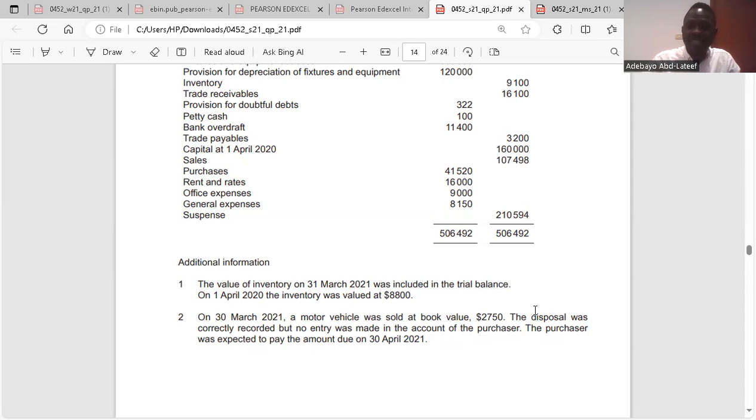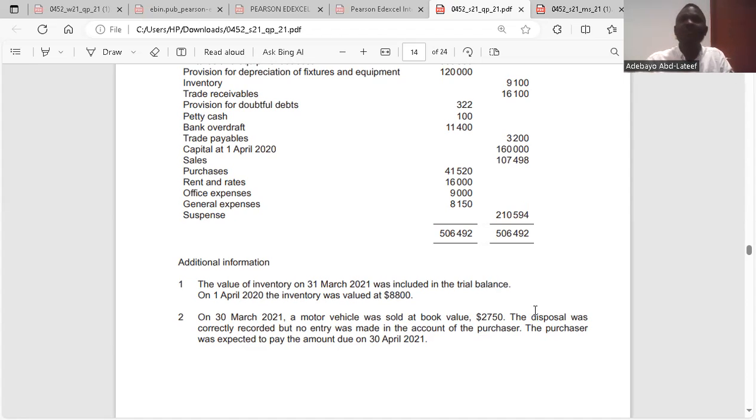The disposal was correctly recorded, but no entry was made in the account of the purchaser. So that means you did not debit the purchaser's account. What error is that? Original entry, right? Single entry. That means this is an error that affects the trial balance. And one of the errors that affect the trial balance is when you make a single entry.